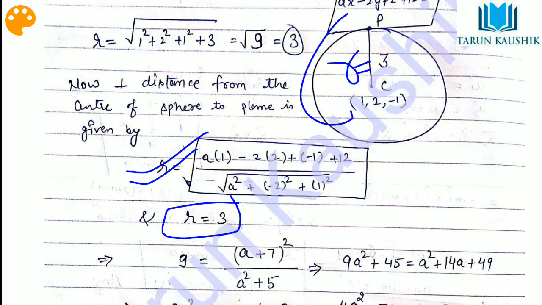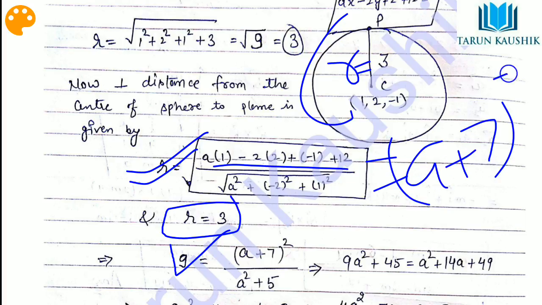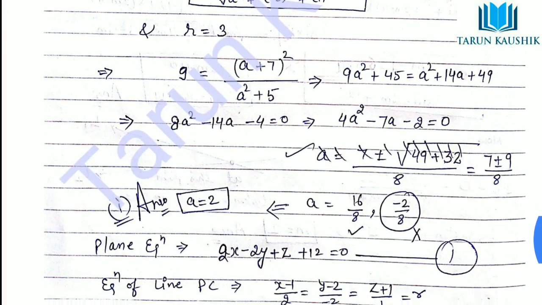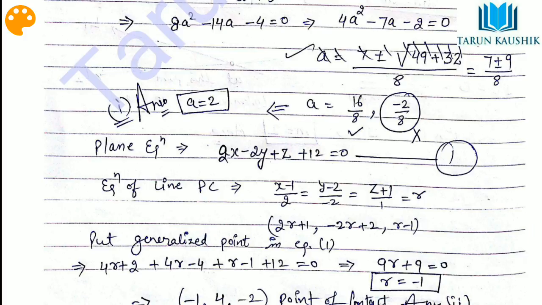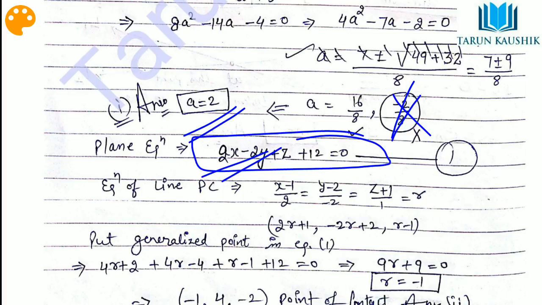I am squaring both sides, so 3 becomes 9, and after solving this becomes a plus 7 whole square, divided by this square root, which gets cancelled, and it comes out to be a square plus 5. Just do the cross multiplication and solve this quadratic equation, then you get the value of a. The value of a comes out to be two values, that is 2 and minus 1 by 4. We do not take the negative value as it is mentioned in the question itself, so a comes out to be 2. Just put the value of a, and this becomes the complete plane equation.